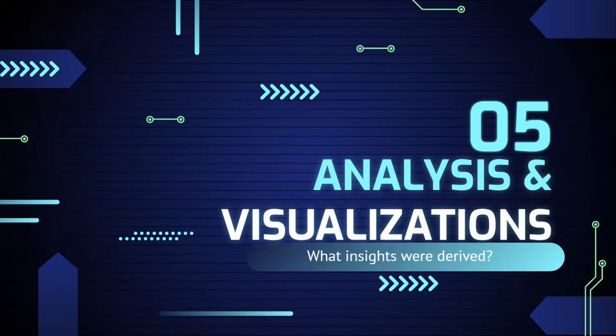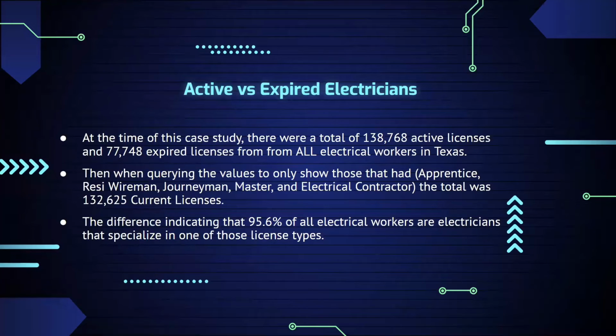So what kind of insights were derived from these visualizations? At the time of the case study, there was a total of 138,768 active licenses and then 77,748 expired licenses. And these were from all electrical workers in Texas. So I wasn't just looking at the specific ones for those 5 for this case study.